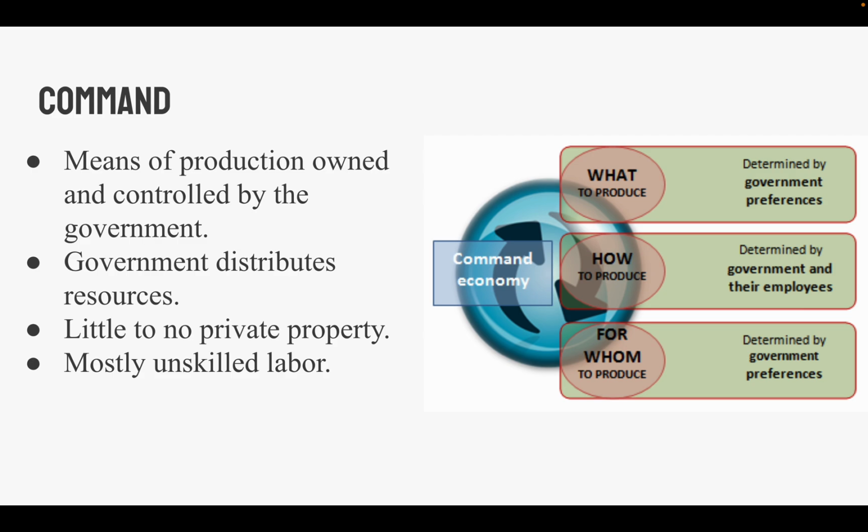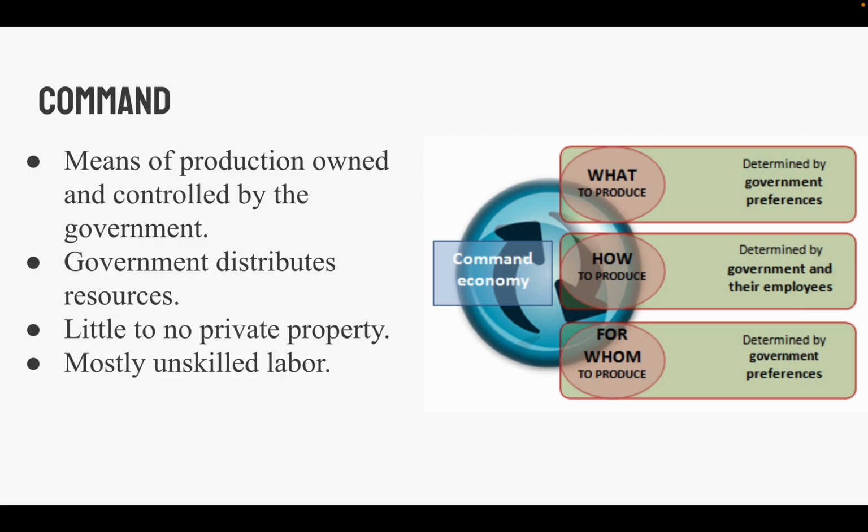A command economy means the production and everything is owned and controlled by the government. Government distributes the resources, and there's little to no private property, and there's mostly unskilled labor. And so what they produce, how to produce it, and for whom they produce is all determined by the government. So what to produce is government preference. How to produce is determined by the government and their employees. And for whom to produce is the government preference.